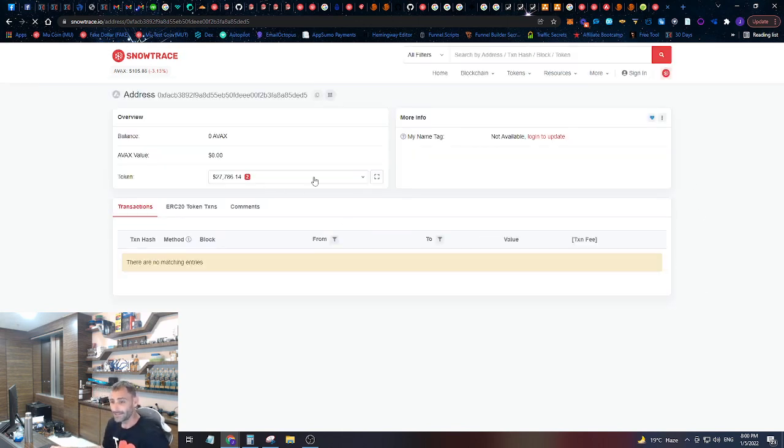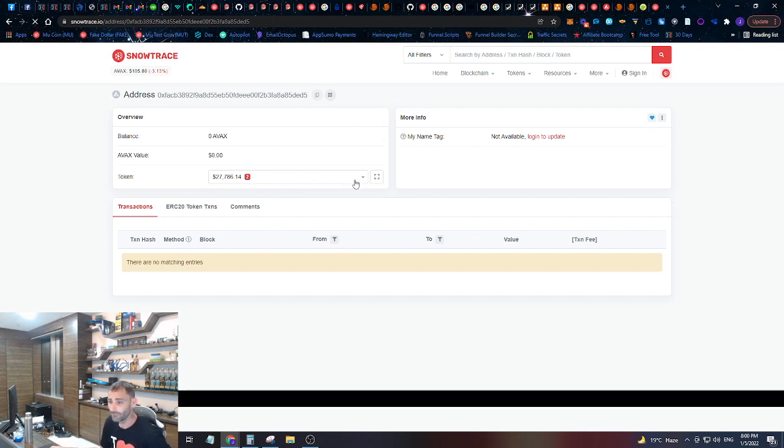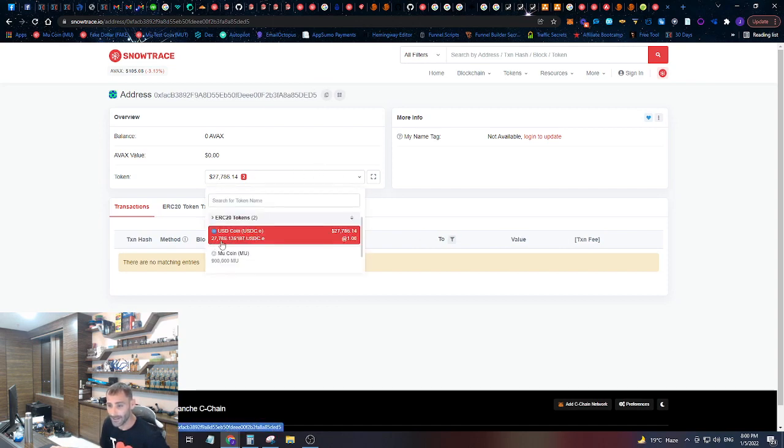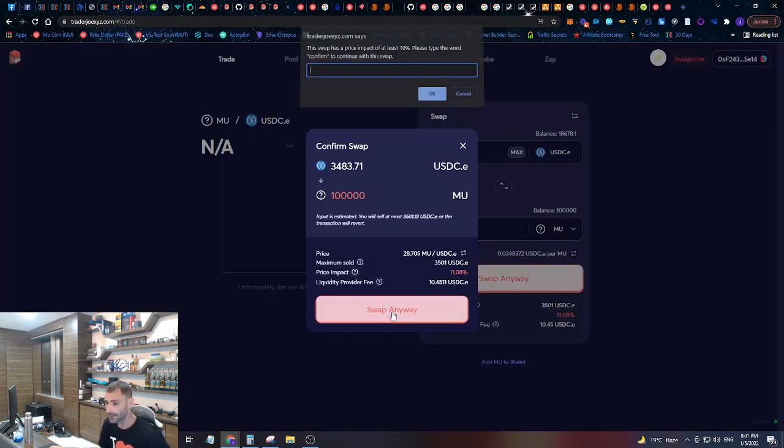So now we can see inside our liquidity pool contract that we have different values. Instead of having 25,000 USD, we have 27,786, and we only have 900,000 mu because we made that purchase. So these are being updated in real time in our liquidity contract. Now we're going to go in and actually make this swap.